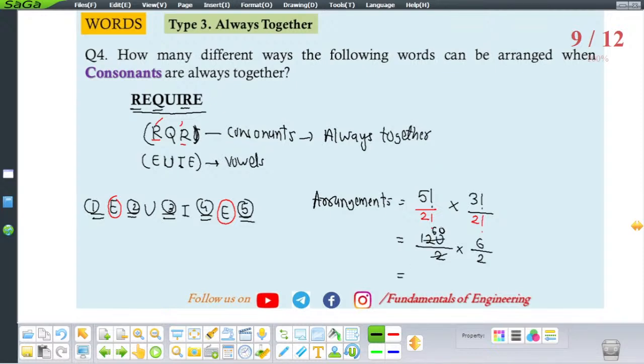So what is the answer? 60, 2 3s are 6. What is the answer we are getting? 6 3s are 18 and 0, 180. That is the possible arrangements we can do when the consonants are always together in the word REQUIRE.